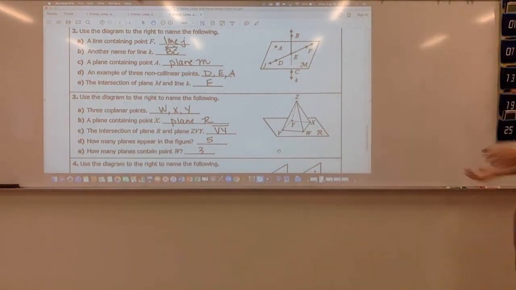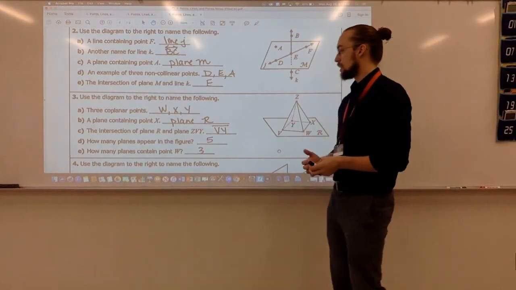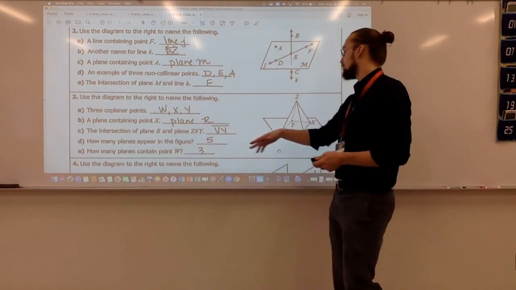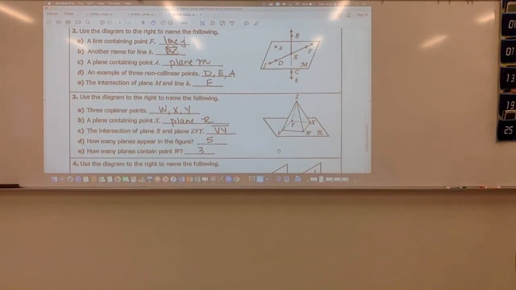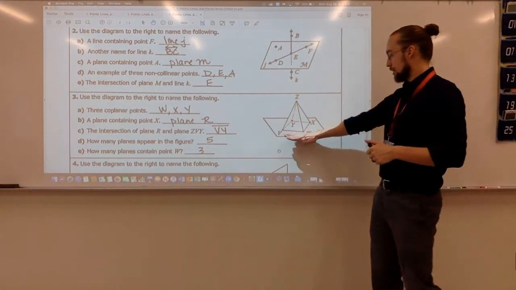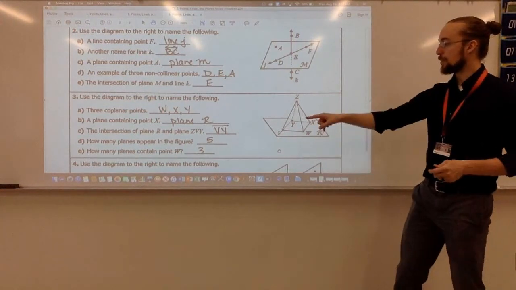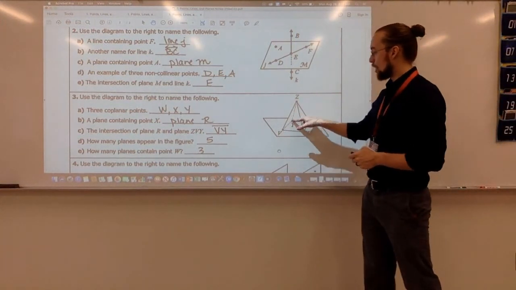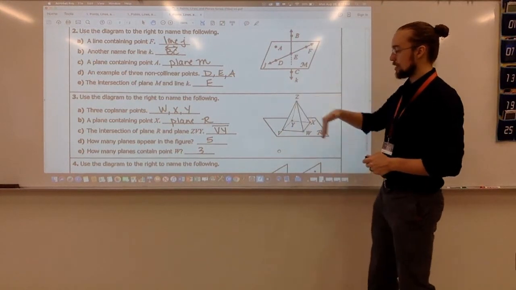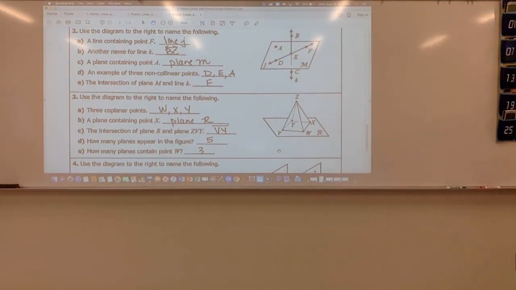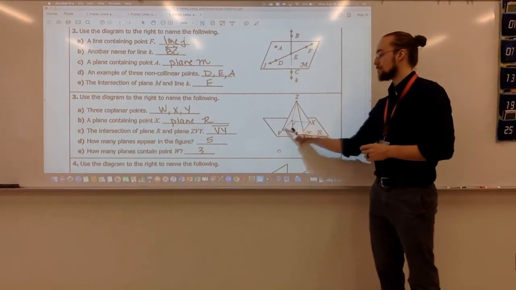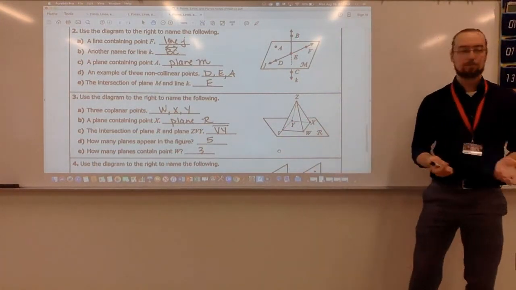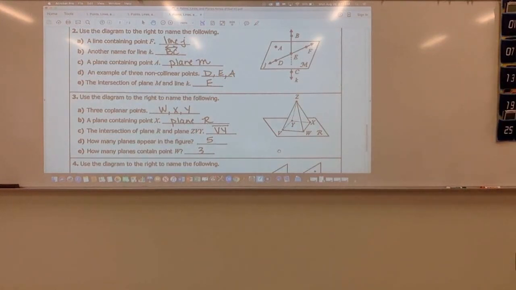In number 3, a couple of the trickier ones. I guess for C, visualizing where two planes intersect. So plane R is this bottom plane, right? And plane Z, VY is this kind of backside face of this pyramid. So those two planes intersect at this line right here, right? Line VY.